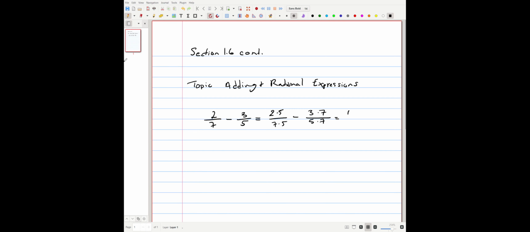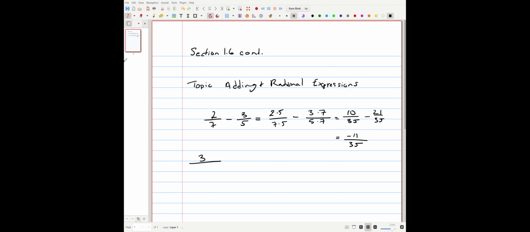Well, 2 times 5 is 10. Our denominator is 35. 3 times 7 is 21. Denominator 35 again. And when we add and subtract fractions and we already have common denominators, the denominator stays the same, and we just do the operation to the top. So 10 minus 21, that's going to be negative 11 over 35. And so what does the polynomial version look like?